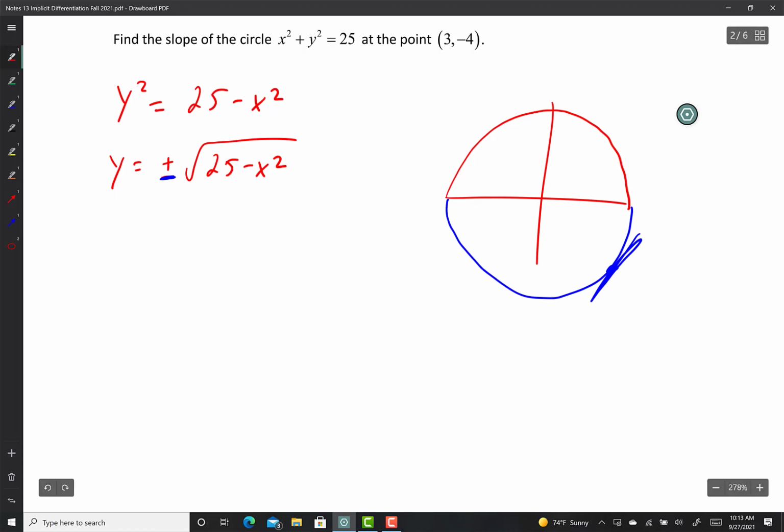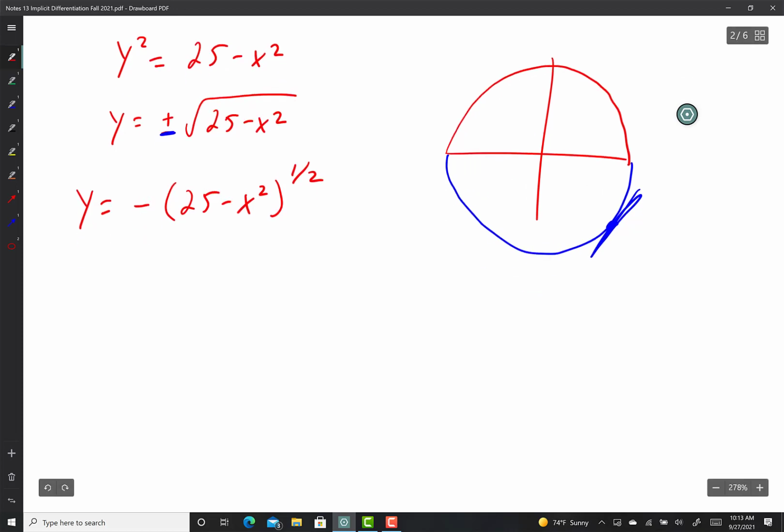Okay. So here we go. y equals, I'm going to put a negative in the front, (25 minus x squared) to the half. Have I confused anyone, guys? Okay. Why did I put the negative in the front, guys? Because I wanted the blue curve, right? Okay, perfect.